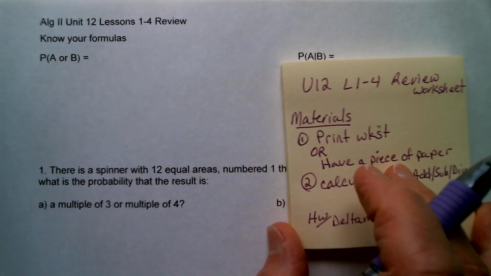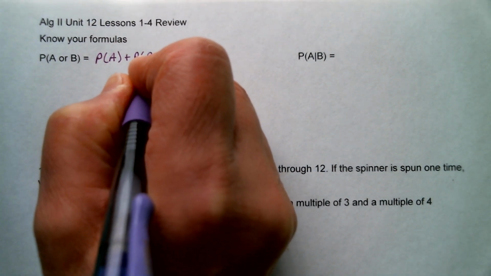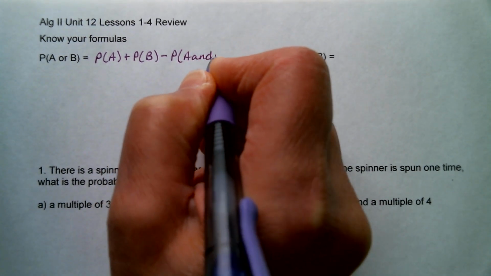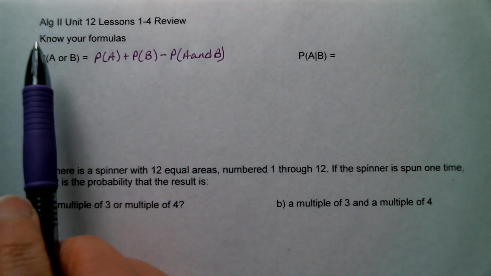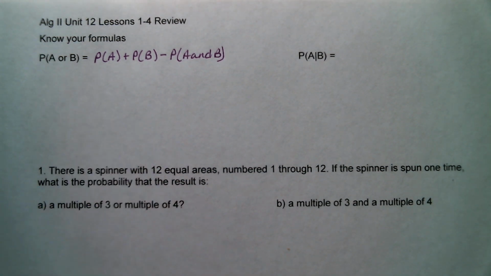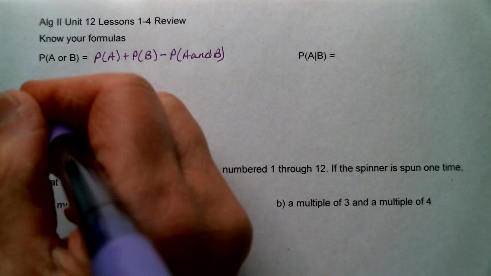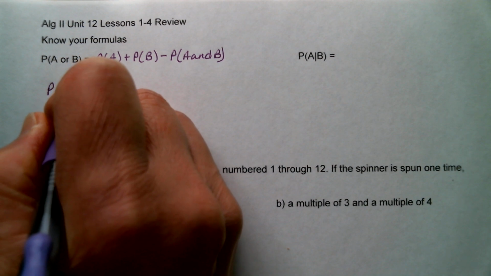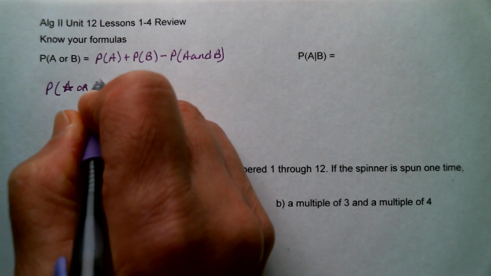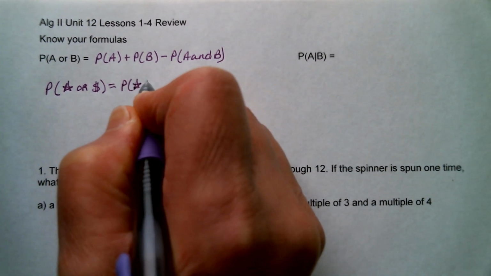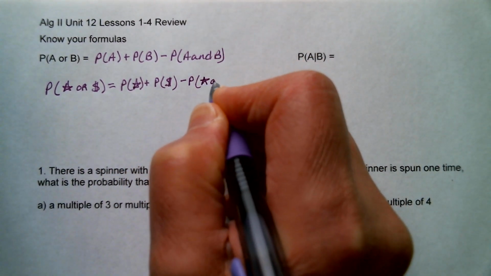So first off, you need to know your formulas, right? The probability of A or B is equal to the probability of A plus the probability of B minus the probability of A and B. That's just a general formula. Now, if we're looking for the probability it rains (R) or the probability it is sunny (S), then that would equal the probability of R plus the probability of S minus the probability of R and S. So if I said the probability of star or dollar sign, that's going to equal the probability of star plus the probability of dollar sign minus the probability of star and dollar sign.